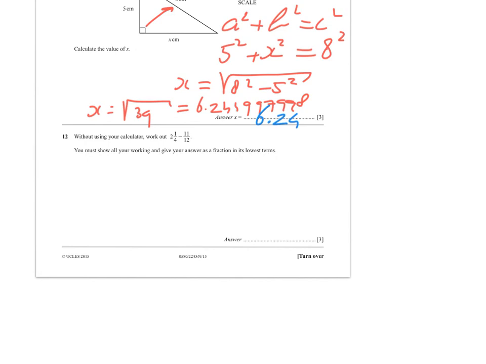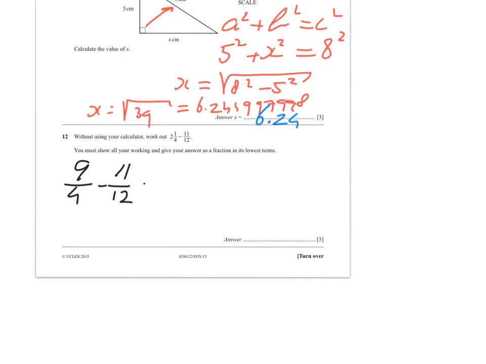I'm going to make a top-heavy fraction, the first one. So that is going to be 9 over 4 minus 11 over 12. We want to show as many workings as possible. We don't want to skip any step. So I've done 2 times 4 plus 1. 9 over 4 minus 11 over 12.